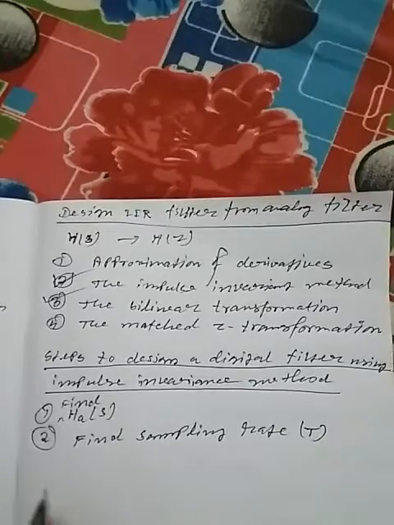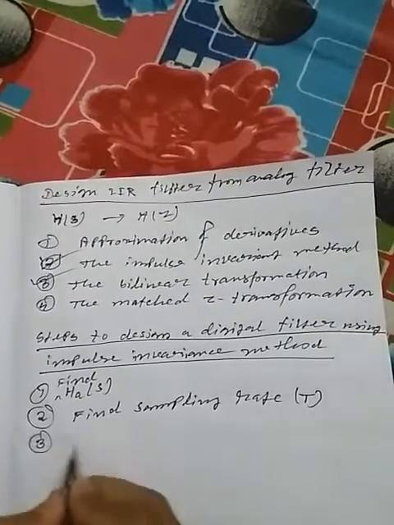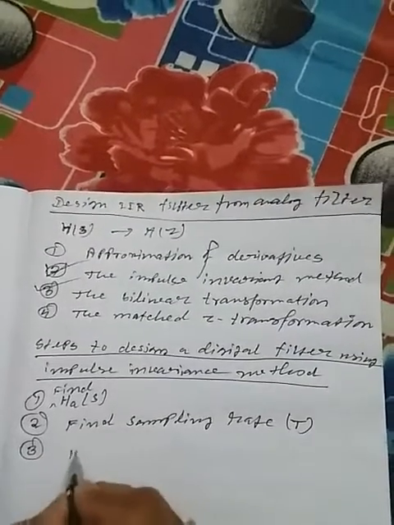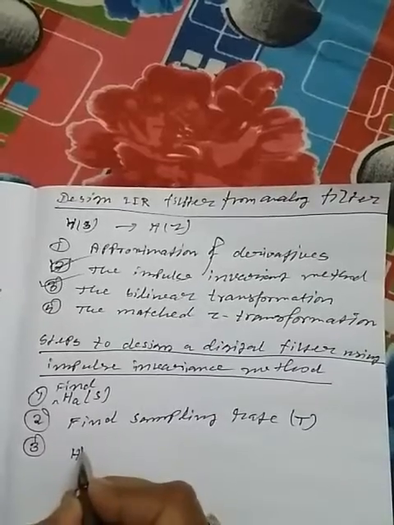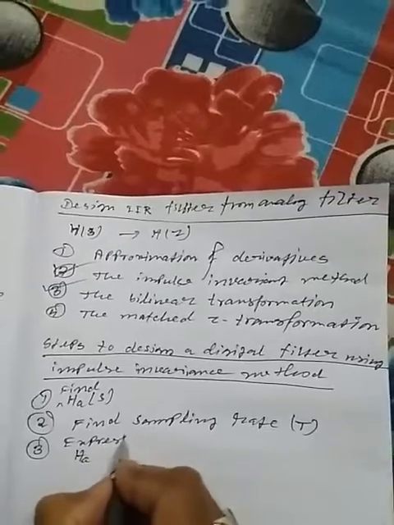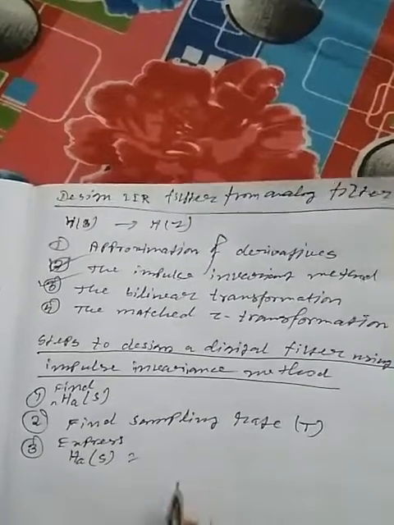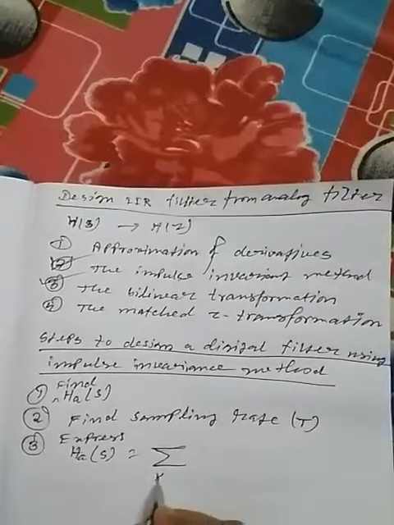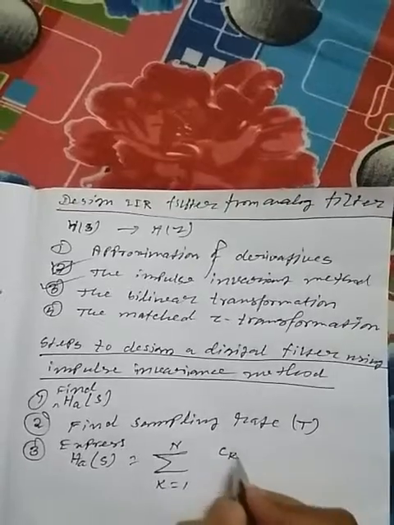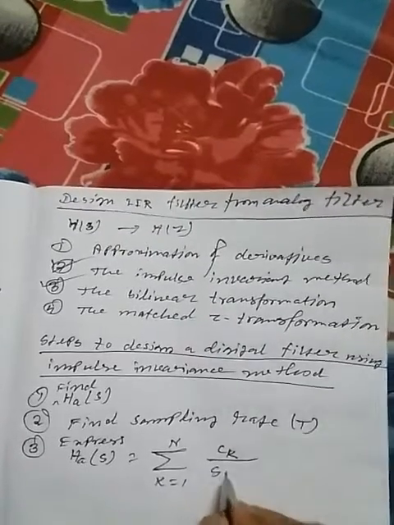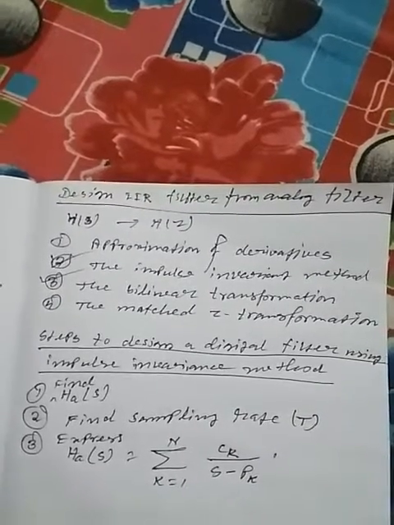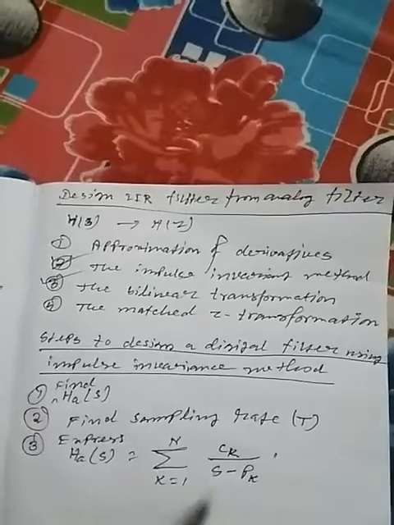After that, whatever H(s) you have obtained, you have to express H(s) in this way: summation of k equal to 1 to n, Ck by s minus pk. So you have to express the analog transfer function in this way.